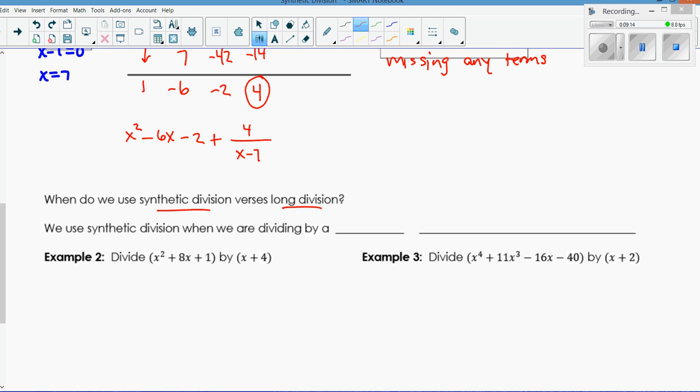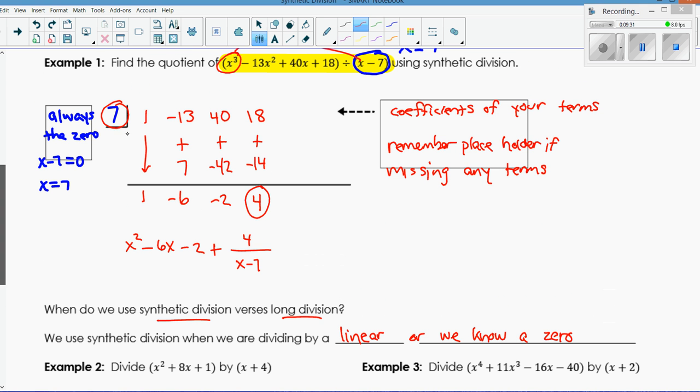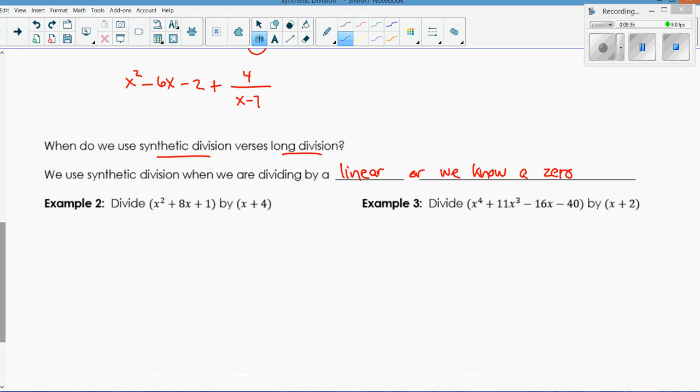Well, we use synthetic division when we are dividing by a linear, like we just did, that was x minus 7, or we know a 0. Because for synthetic division, you have to know a 0. That's what goes in that box right there. Okay? So let's try it again. Alright, so each time we start a problem, we want to make sure that we're looking for a linear, or we tell you that your solution is like x equals 3, or x equals negative 8, something like that. Okay? In this one, we're dividing by a linear, so we can use synthetic division.